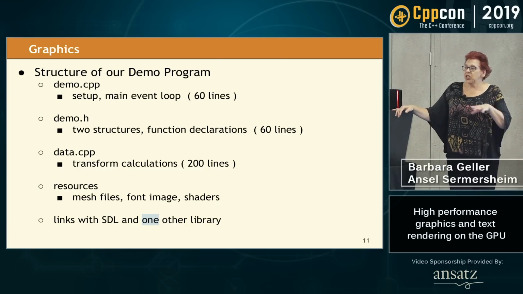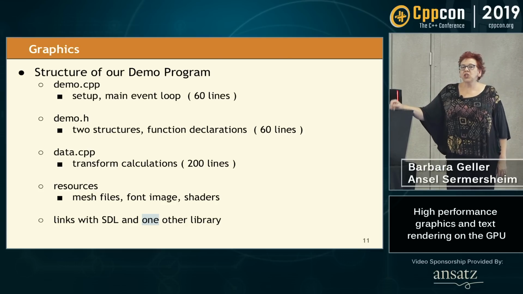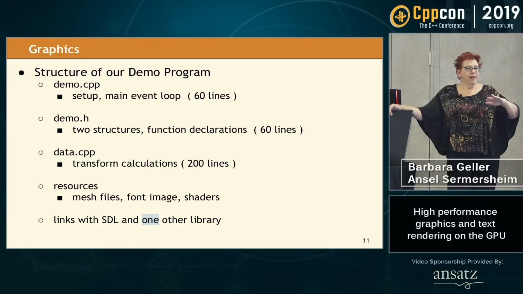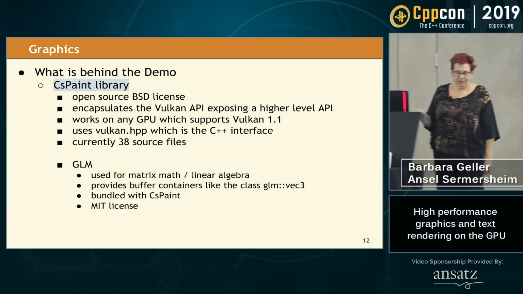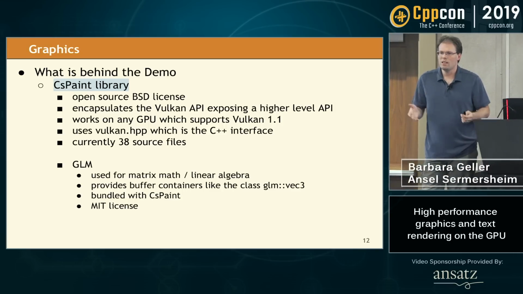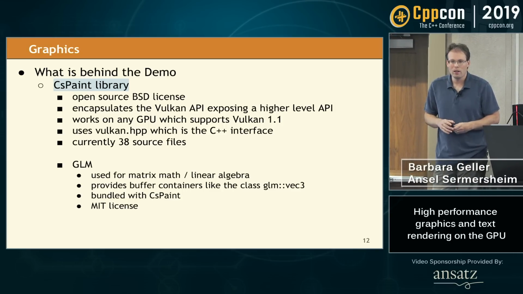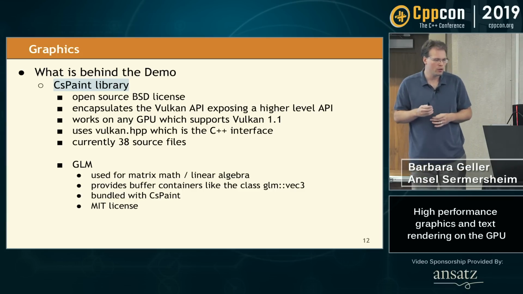And again, we did mention that it links with SDL, but what we're really showing is this demo is being driven by CS Paint, which is an API and a library that is sitting on top of Vulkan. We're releasing an open source BSD licensed library to encapsulate the Vulkan API and provide a higher level API that still reflects what you need in order to generate high performance applications with modern GPUs.